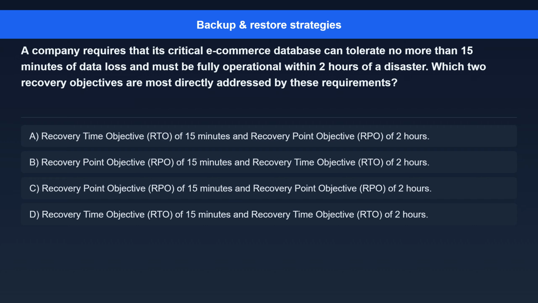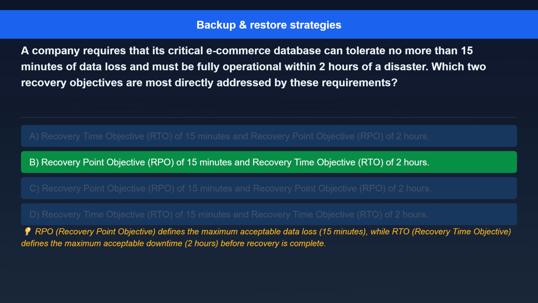Option A. Recovery time objective (RTO) of 15 minutes and recovery point objective (RPO) of 2 hours. Option B. Recovery point objective (RPO) of 15 minutes and recovery time objective (RTO) of 2 hours. Option C. Recovery point objective (RPO) of 15 minutes and recovery point objective (RPO) of 2 hours. Option D. Recovery time objective (RTO) of 15 minutes and recovery time objective (RTO) of 2 hours.